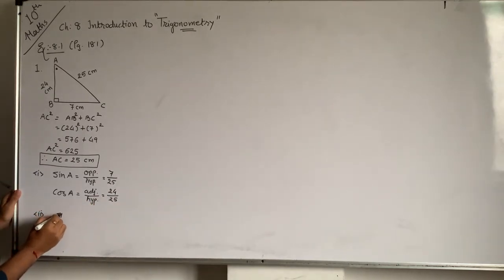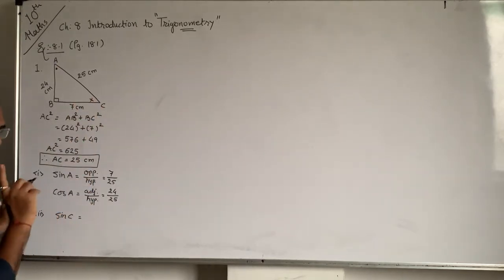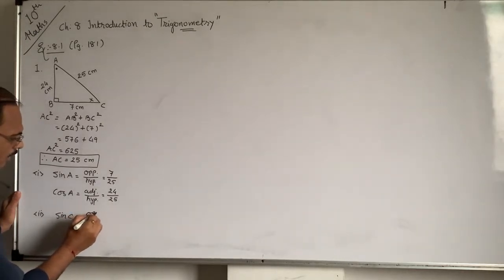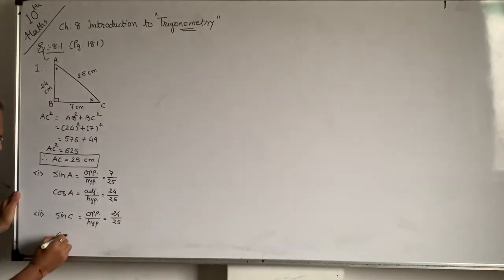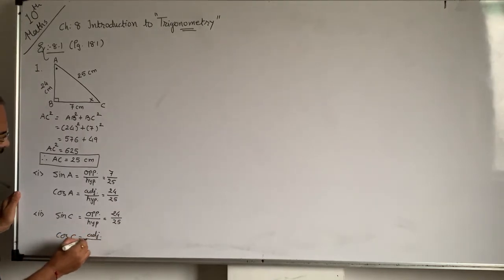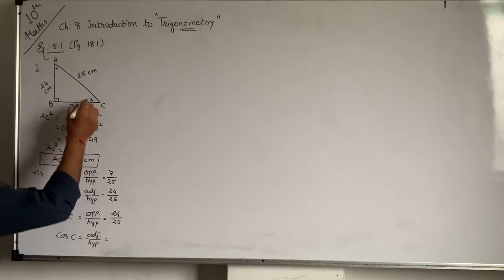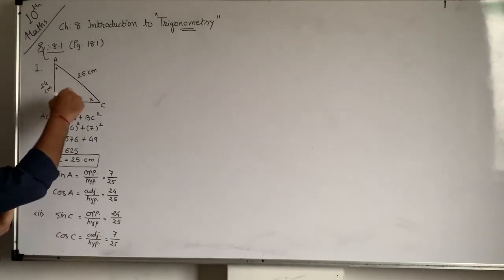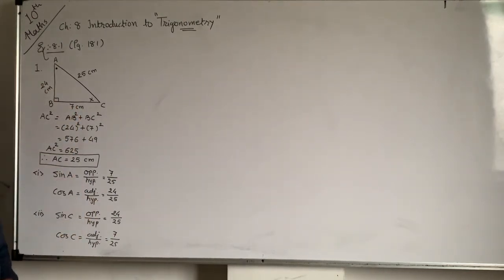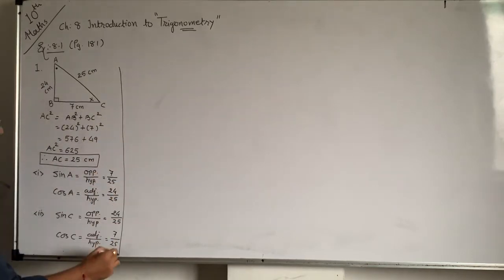Second question, sin C and cos C. For angle C, the formula of sine remains the same. Sine is opposite upon hypotenuse. So for angle C, opposite side is 24 and hypotenuse is 25. Cos C is adjacent upon hypotenuse. For angle C, adjacent is 7 and hypotenuse is 25. So in this way, if you have three sides, you can easily find any ratios. But the condition is that you must know the formula. And the formula is very easy, so don't worry about it.